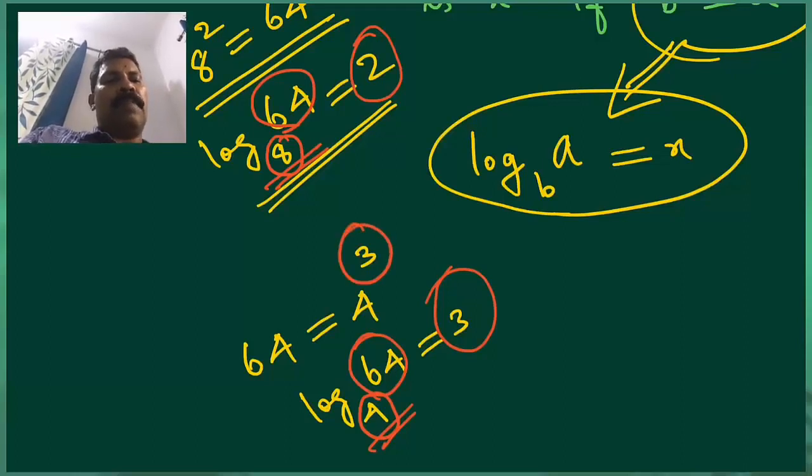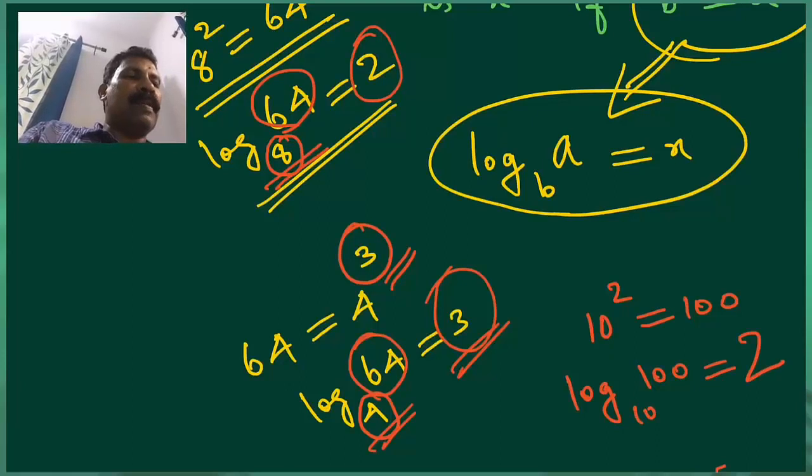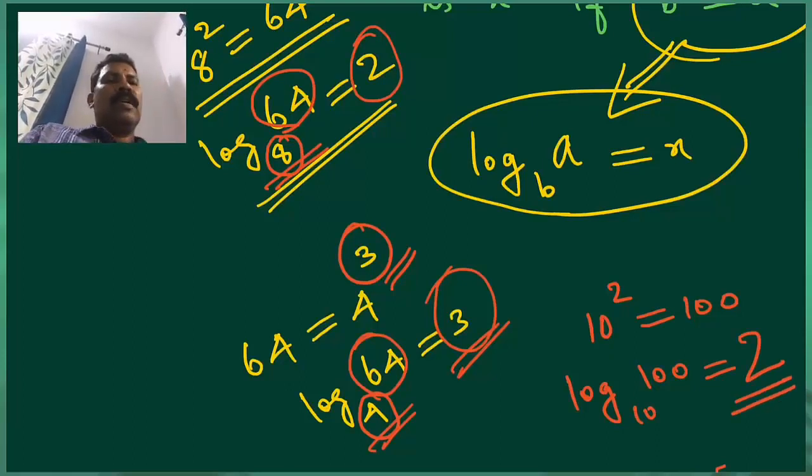Logarithm is actually the power. So here 3 is the logarithm. Log 64 to the base 4 is 3. So that is the power here. So if we write say 10 square is equal to 100, then you can write logarithm of 100 to the base 10 is that power, that is 2 here. That's all. This is the meaning of a logarithm.